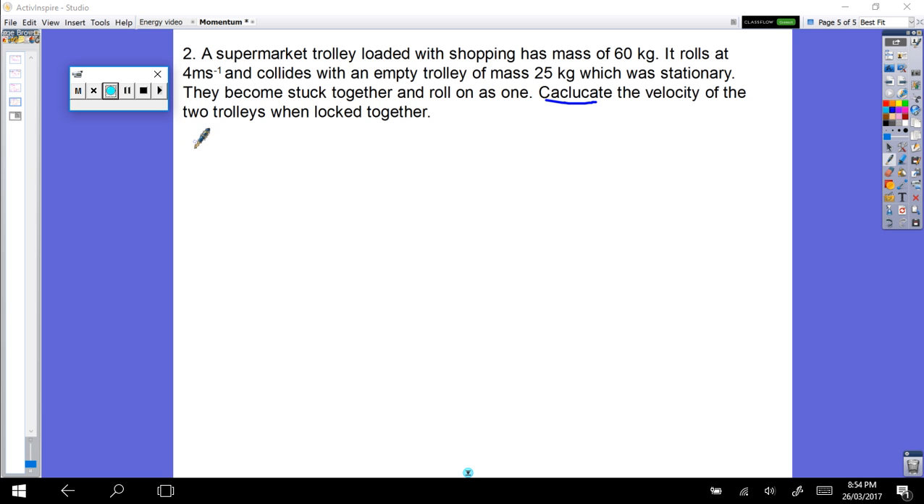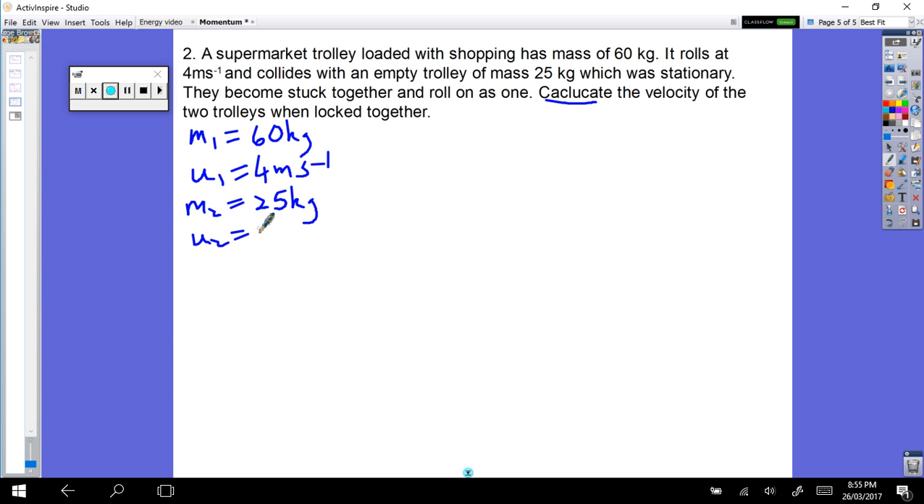Okay, so mass 1, let's make that the loaded trolley, so that'll be 60 kilograms. Its initial velocity, u1, is 4 meters per second. It collides with an empty trolley, so mass 2 is going to be 25 kilograms. And it was stationary, so u2 is 0. They become stuck together, so m1 plus m2 is going to equal 60 plus 25. And we don't know what v is. So let's plug that into our formula.